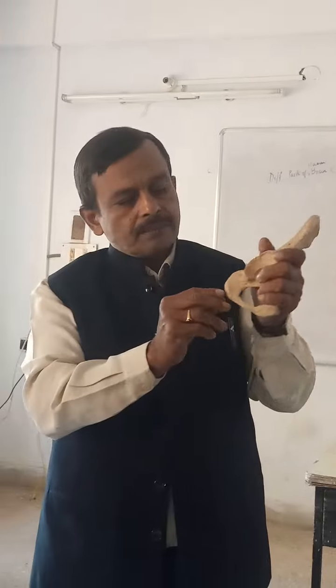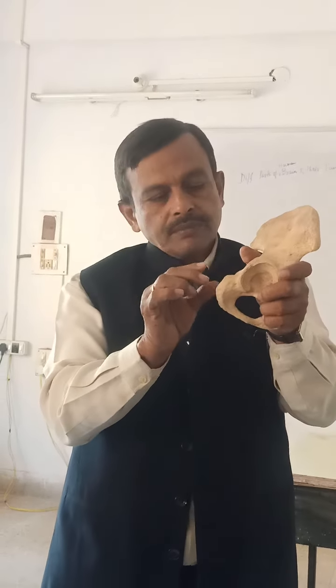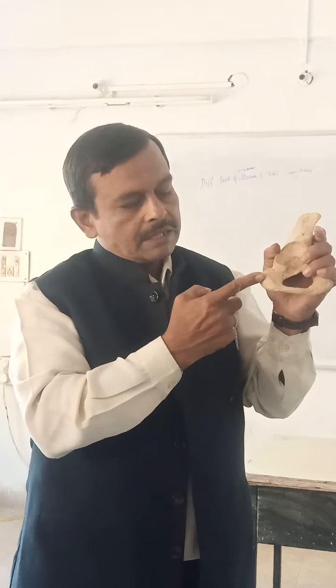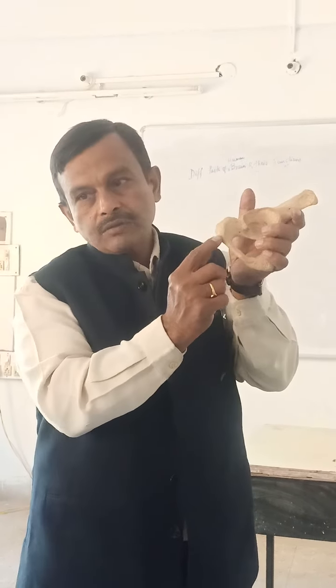Now the ischium has the body of the ischium and the ischial tuberosity, and on this ischial tuberosity there is a quadrangular area separated by the transverse ridge. This portion is the quadrangular area and this portion is the triangular area.